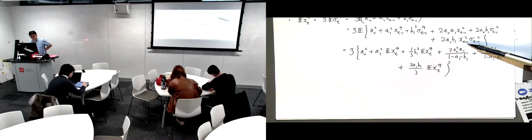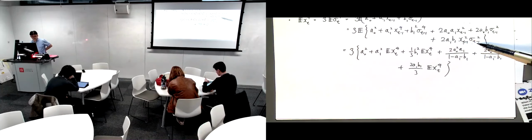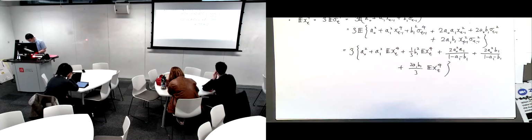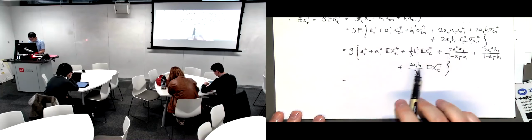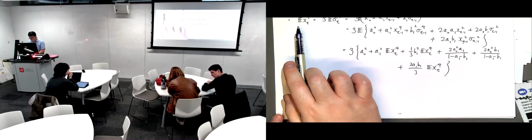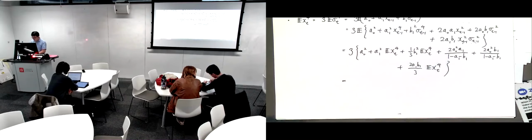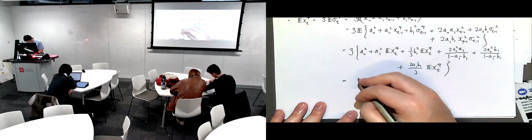Epsilon t minus 1 square is independent of sigma t minus 1 to the power 4, okay? So when taking expectation, it's just expectation of sigma t minus 1 to the power 4. And the expectation of sigma t minus 1 to the power 4 is 1/3 of expectation of xt to the power 4. So the left hand side is expectation of xt to the power 4, the right hand side is expectation of xt to the power 4. Good.